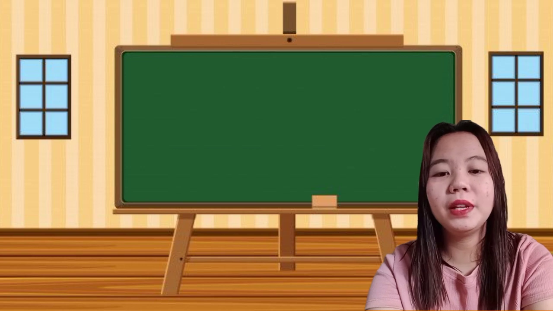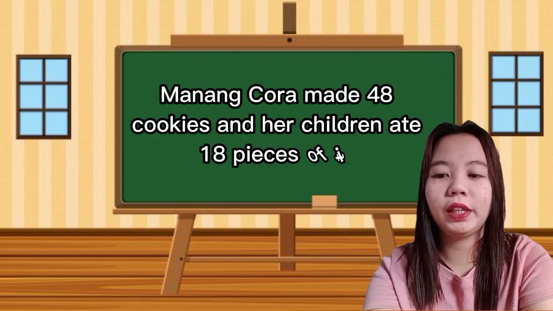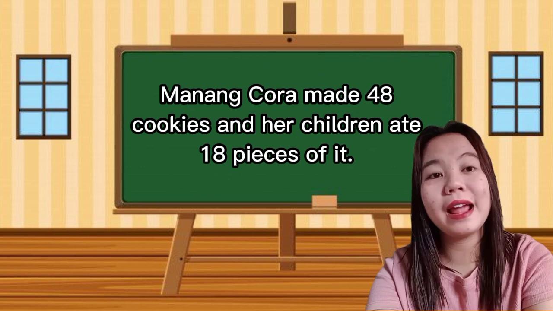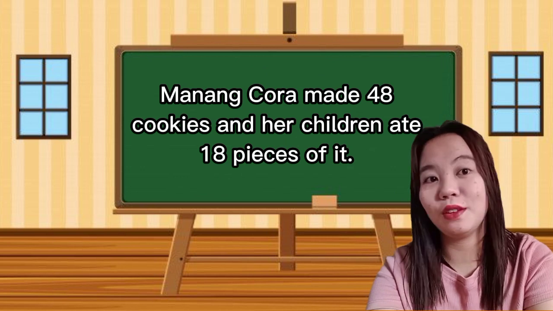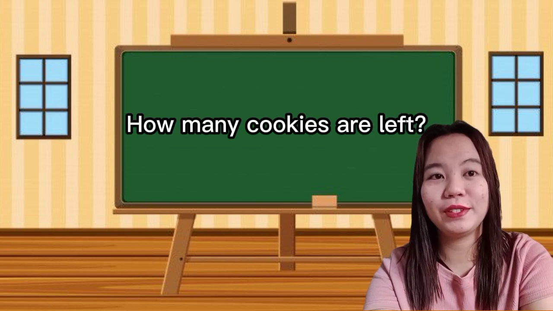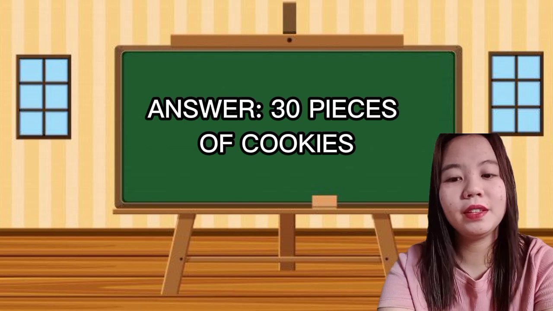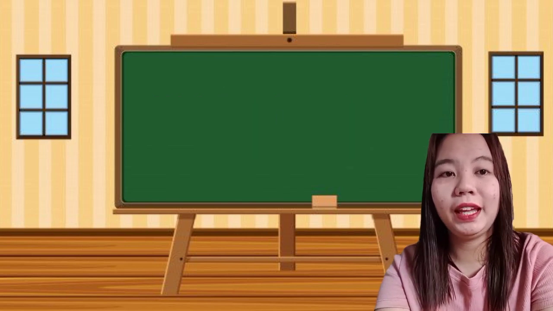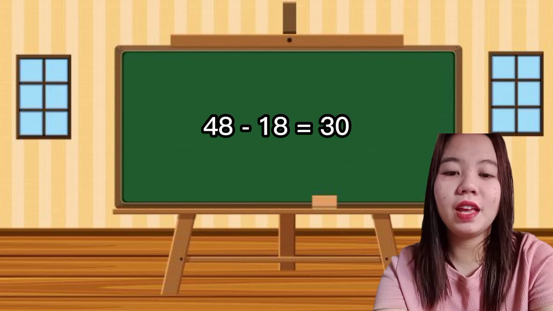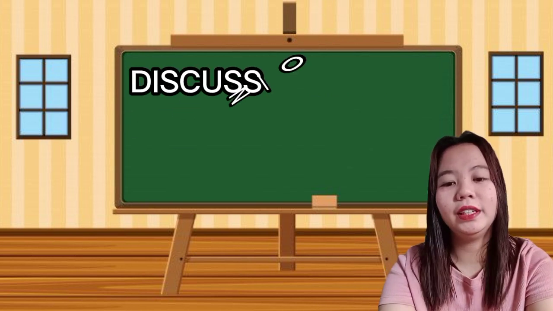So the last one is, Manang Cora made 48 cookies and her children ate 18 pieces of it. How many cookies are left? Very good! It is 30 pieces of cookies. So 48 minus 18 is equal to 30. So let's proceed with our discussion.